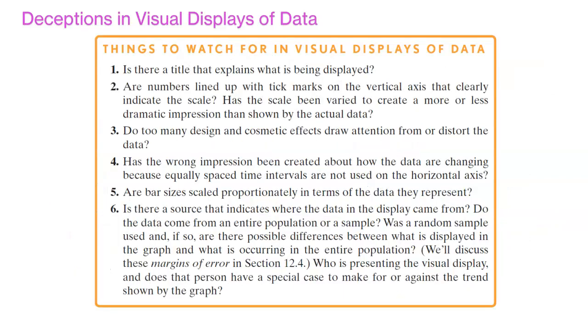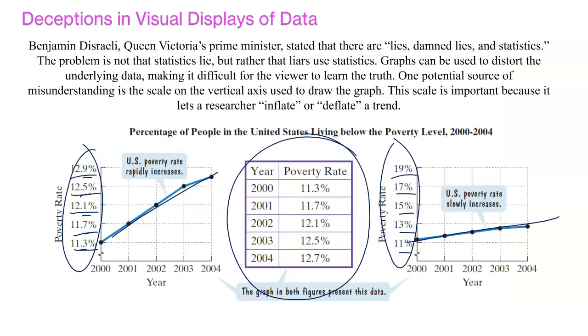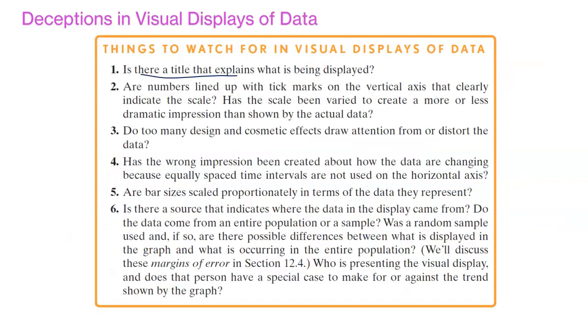So things to look out for. All right? First of all, is there a title that explains what's being displayed? If you don't know what they're talking about, what good is it going to do? Do the numbers line up? Is the scale clearly indicated? Has the scale been varied to make a more or less dramatic impression than what's actually shown? Okay? Here the scale is adjusted, so it makes a difference.